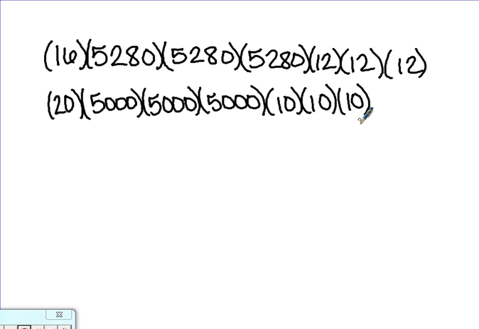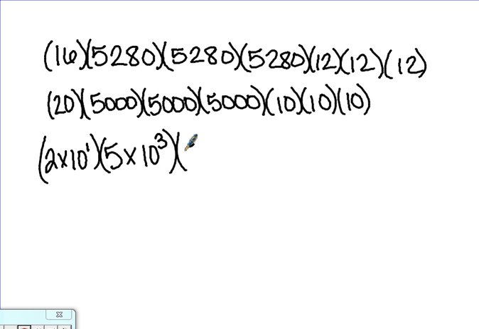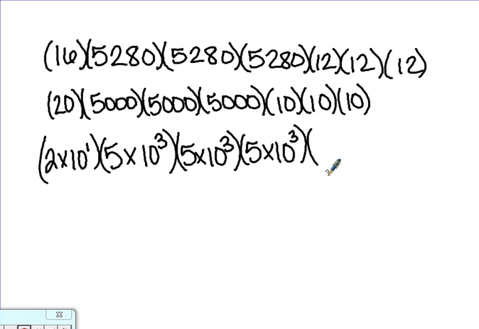The next step is to write each rounded number in scientific notation. Okay, so 20 becomes 2 times 10 to the first. 5,000 becomes 5 times 10 to the third, and we're going to do that for all 3. And 10 will be 1 times 10 to the first.